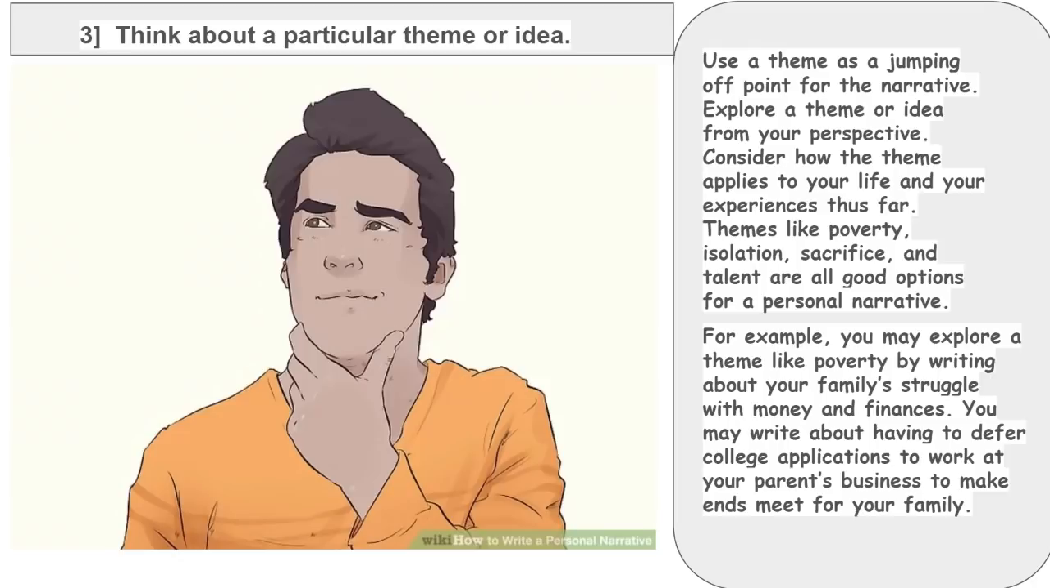For example, you may explore a theme like poverty by writing about your family's struggle with money and finances. You may write about having to defer college applications to work at your parents' business to make ends meet for your family.